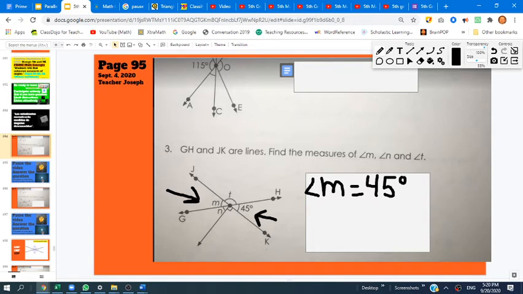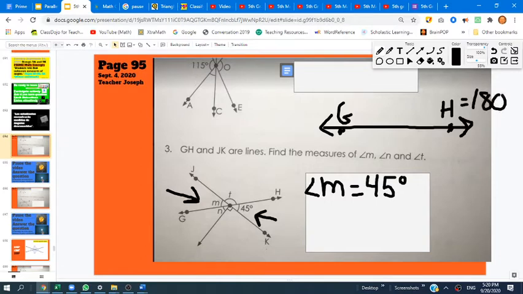And since I know that a line is 180 degrees, I know that line GH is 180 degrees. So, since I already know angle HTK is 45 degrees, and this one right here is 90 degrees, because I can see that square right there, to find this angle right here, in other words, angle N, all I have to do is take 180, subtract 45, and subtract 90. So let's do that.